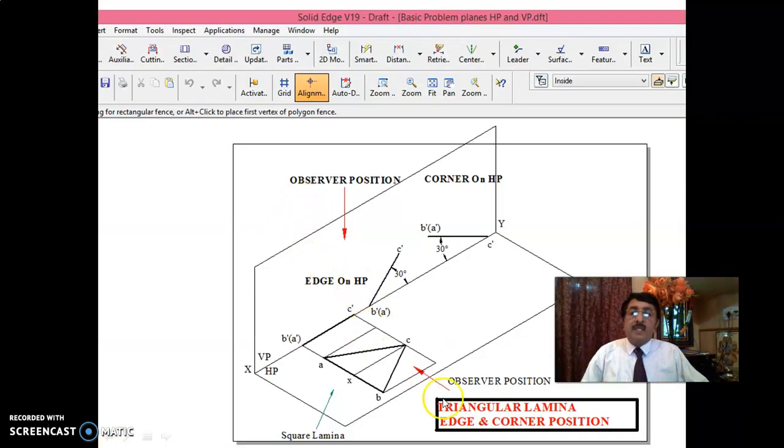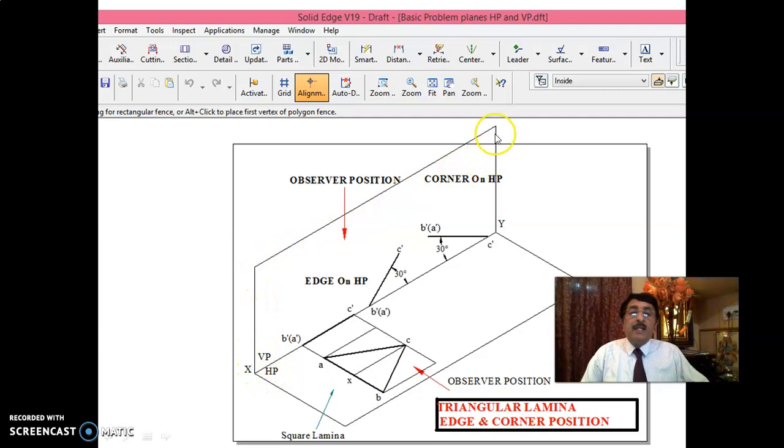Now, you see here, this is the basic concept. Please observe this basic concept, you should know. I have taken one simple example of triangular lamina ABC. Is it okay? Triangular lamina ABC. This is the horizontal plane. I have called it HP.